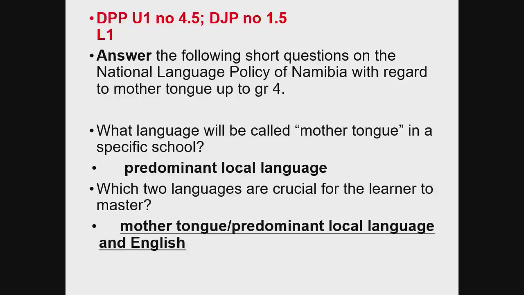DPP Unit 1 number 4.1 and DJP number 1.5. Answer the following short questions on the language policy of Namibia with regard to mother tongue up to grade 4. What language will be called mother tongue in a specific school? Answer: the predominant local language. Which two languages are crucial for learners to master? Mother tongue or the predominant local language, and English.